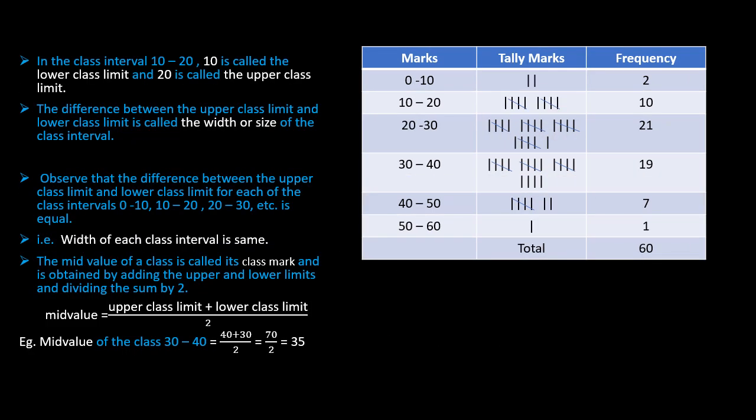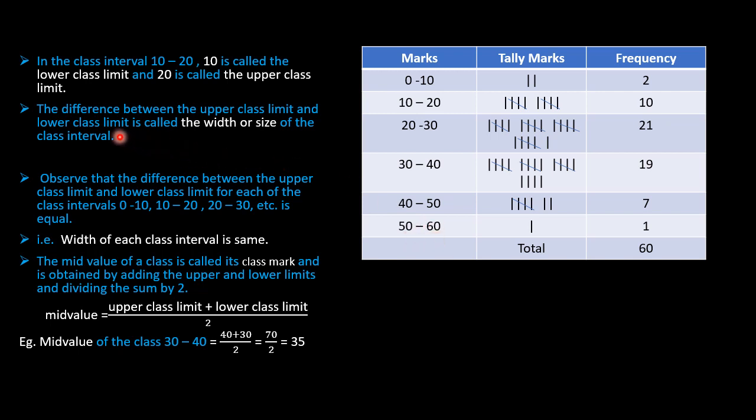Children, in the class interval 10 to 20, 10 is called the lower class limit and 20 is called the upper class limit. Take the class 30 to 40: 30 is the lower class limit and 40 is the upper class limit. For the class 50 to 60, which is the lower class limit? 50.